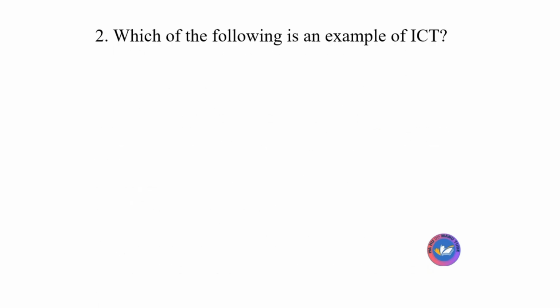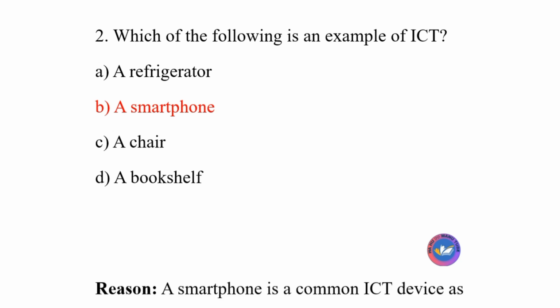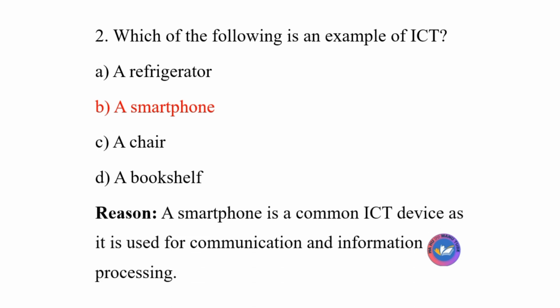Question number 2. Which of the following is an example of ICT? A. A refrigerator. B. A smartphone. C. A chair. D. A bookshelf. The answer will be a smartphone. A smartphone is a common ICT device as it is used for communication and information processing.